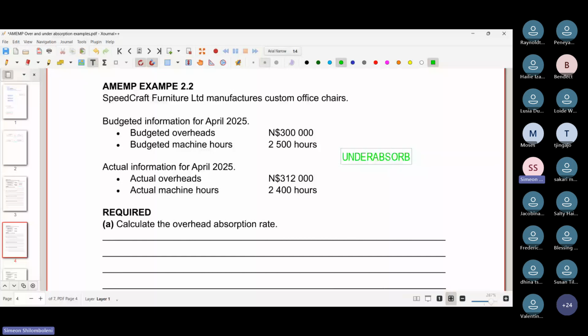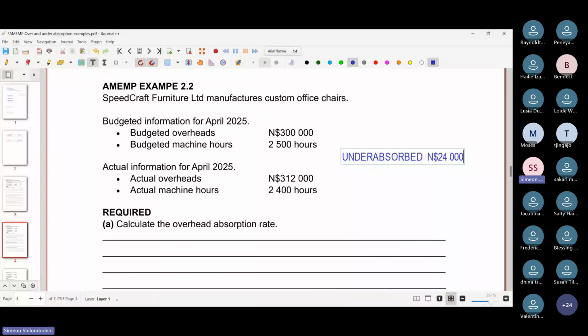Under absorbed. What is the amount? 24,000. Did we all get 24,000? Yes, sir. All right. So all of us have gotten under absorption of 24,000. Okay, I'm very happy. We move to the next question.